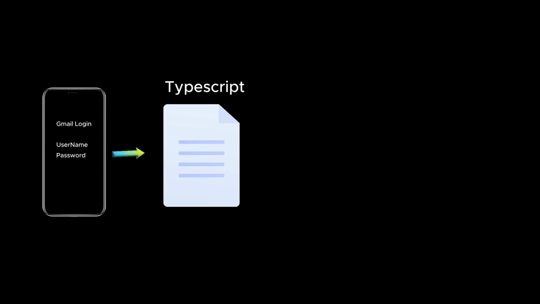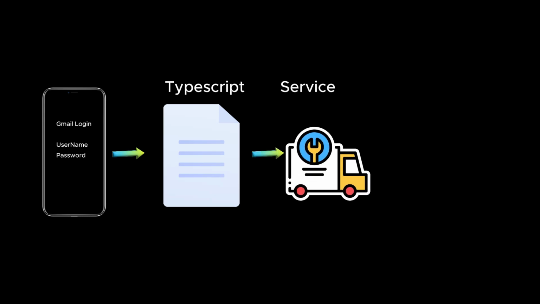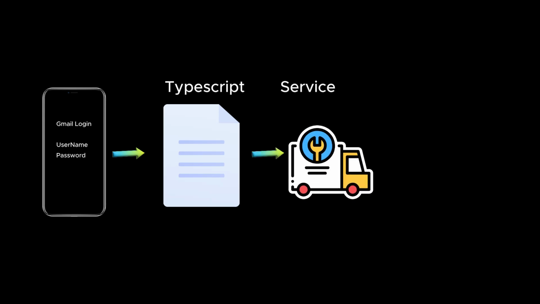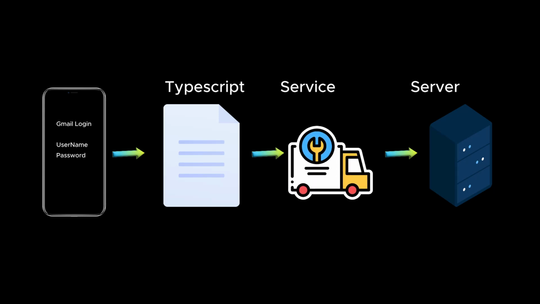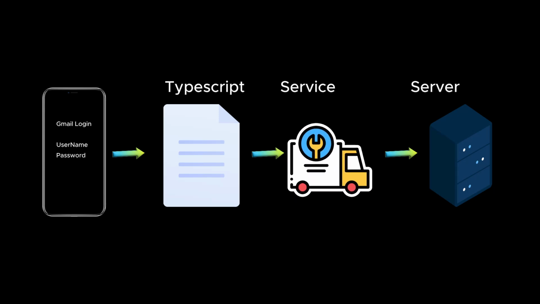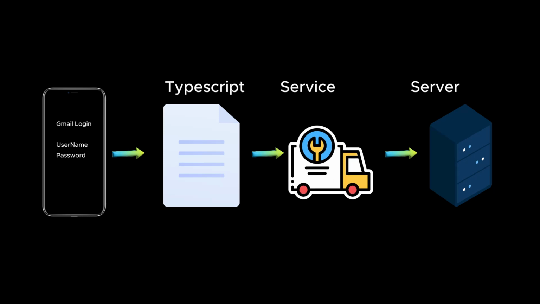Once the user types the username and password, both the values should be bound to the TypeScript fields using data binding. And we need a service that takes the username and password and sends them to the backend server, like a Spring Boot application or AWS Lambda. Once the request reaches the server, it is going to check the username and password combination in the database to confirm the login, so that the user can navigate to the Gmail main screen and see the emails.